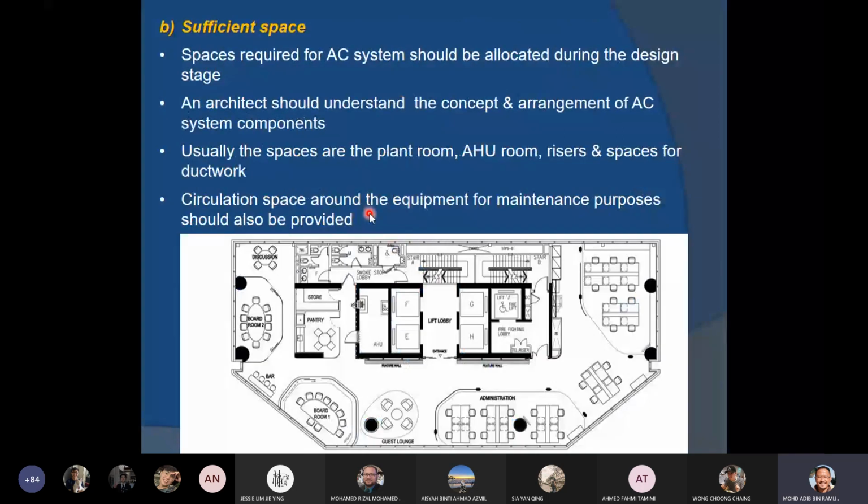And then sufficient space. As an architect, you need to make sure that there are sufficient spaces for air conditioning system in your design. Okay, that's why you need to understand the concept and arrangement of air conditioning system component.